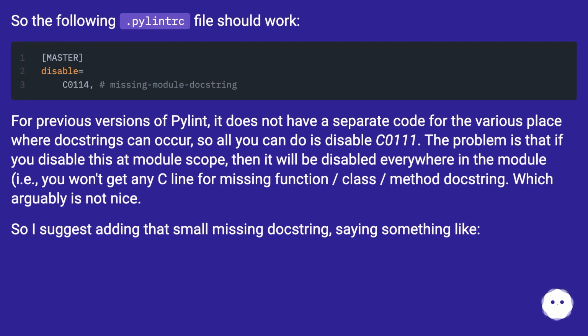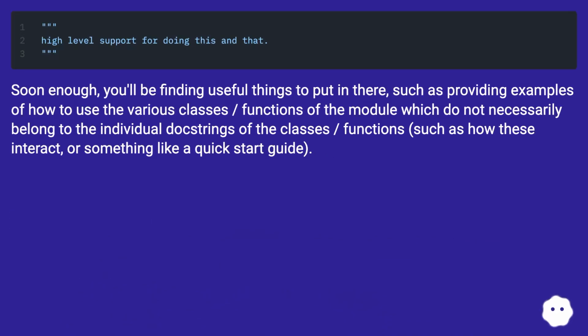So I suggest adding that small missing docstring, saying something like this. Soon enough, you'll be finding useful things to put in there, such as providing examples of how to use the various classes, functions of the module which do not necessarily belong to the individual docstrings of the classes, functions, such as how these interact, or something like a quick start guide.